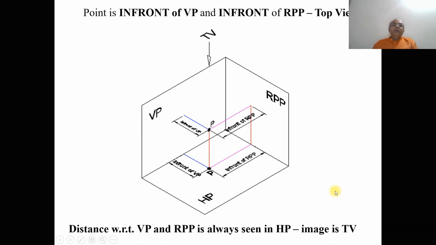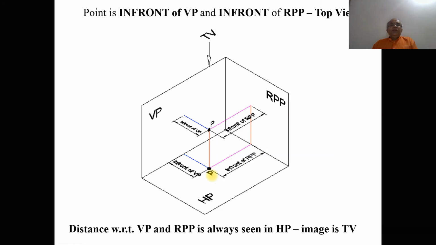Now similarly, when you take up the top view, when you look from the top, I can see the distance in front of VP and also in front of RPP. So that image will always fall on the horizontal plane. Since the image is on the horizontal plane, it will become small letter p. So that is the image of the top view.